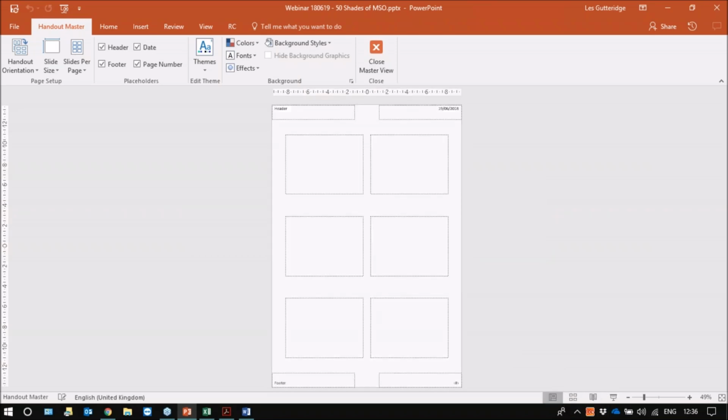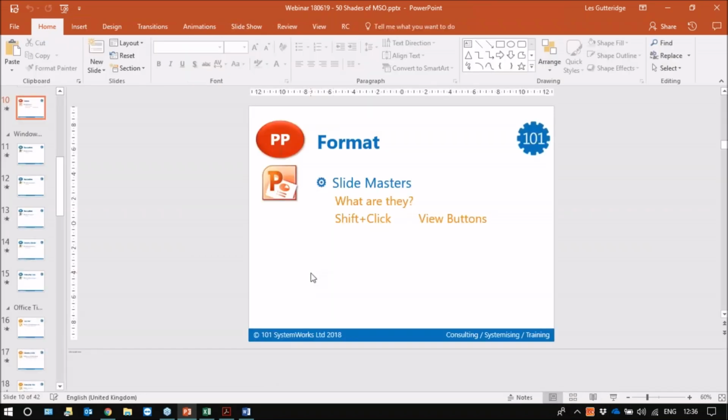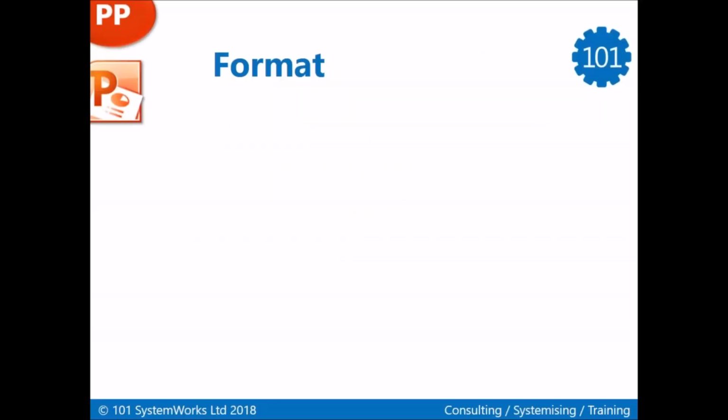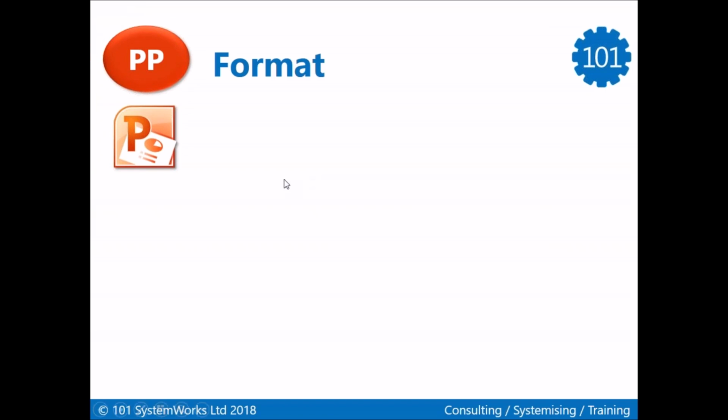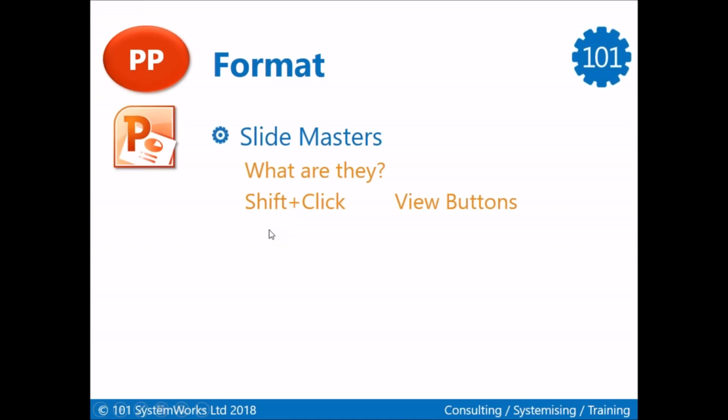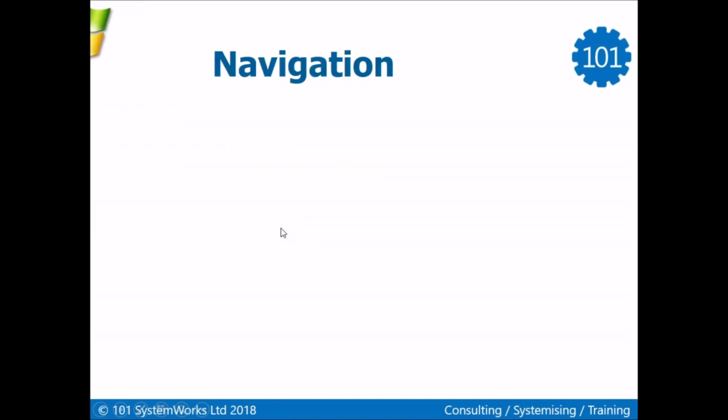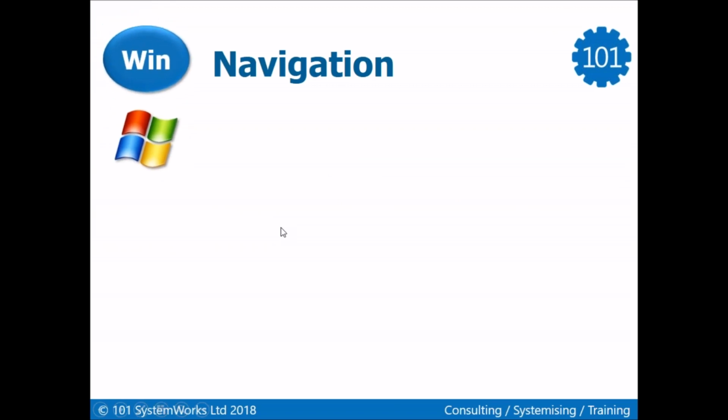Anyway, I'm going to normal click now so that I'm back on the presentation, and I'm going to do shift with F5 to go back into the presentation to tell you things. So, what are they? Slide masters. How do you get to them? You shift click on the button at the bottom of PowerPoint.